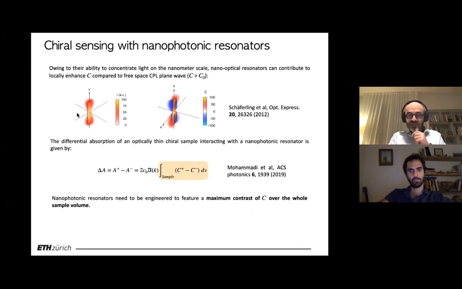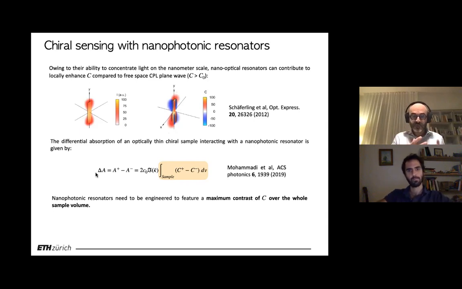Of course, because this object is non-chiral, if I integrate the C all over the space, all over the mode space, what I'm going to get is 0. Locally I'm going to have strong values of C, but all together integrated, they're going to be 0. So I need to redefine delta A with an integral. That's going to be the difference between C plus minus C minus, integrated over the whole volume. So I need to make these things non-zero and to maximize it in order to maximize delta A.